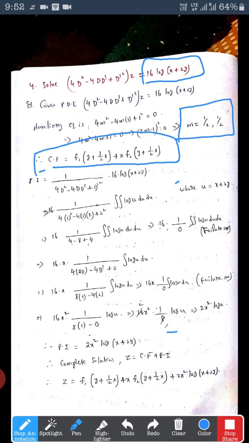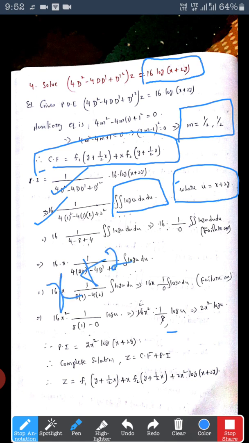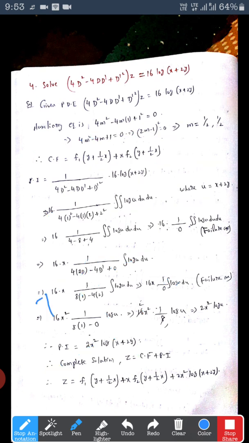Coming to the particular integral, 1 by f of D into the given function on the right hand side, 16 into log of (x plus 2y). That means we are assuming x plus 2y as u. Therefore, 16 is a constant, so I am writing here 16. No need of the constant here. Here it is a double integral of log u du, because this is a second degree equation and we are integrating two times. So, u is equal to x plus 2y means the x coefficient is 1, that is a is equal to 1, and the y coefficient is 2, that is b is equal to 2. So in place of D, I write 1, and in place of D dash, 2.